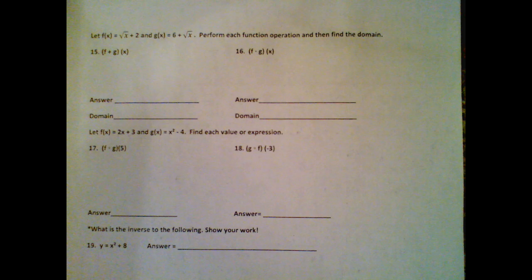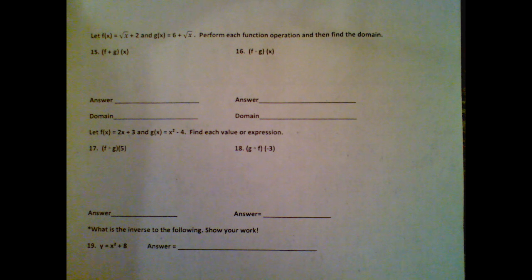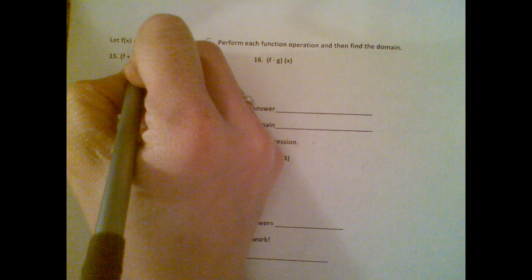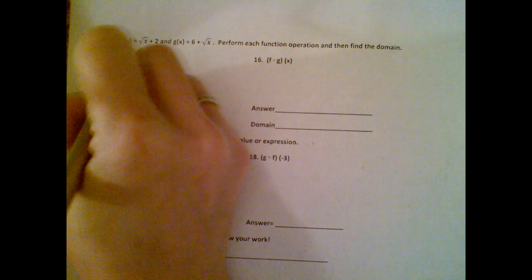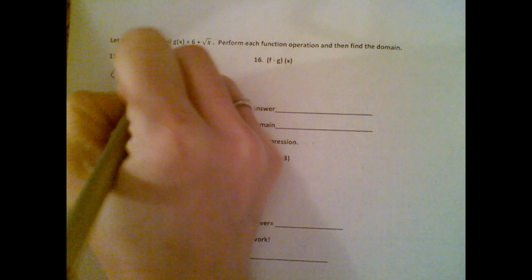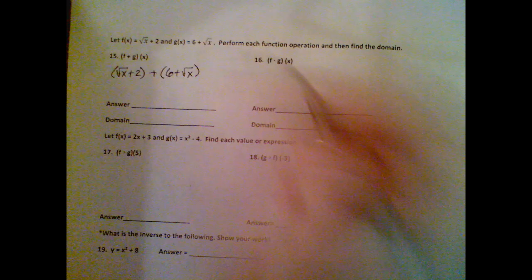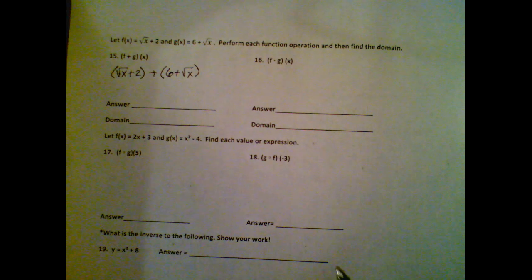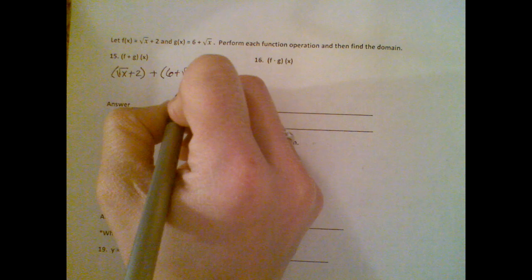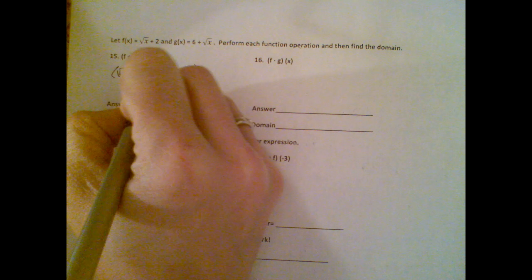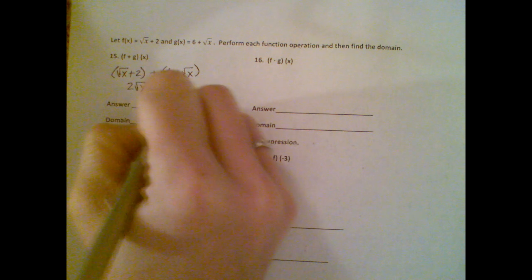Alrighty, the back side of the review. The first problem is in function notation. They want us to go ahead and add the f function plus the g function. So we're going to plug in this f function, substitute in our g function. We need to add, so just combine like terms. So 1 square root of x plus 1 square root of x is 2 square root of x, and 2 plus 6 is 8. These aren't like terms, so that would be our final answer.